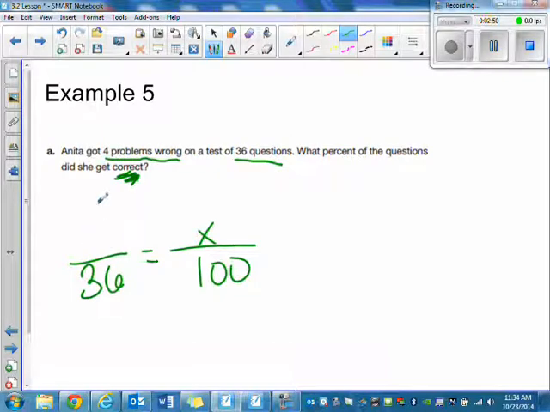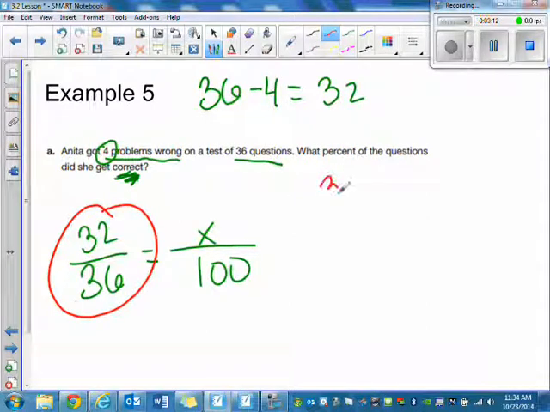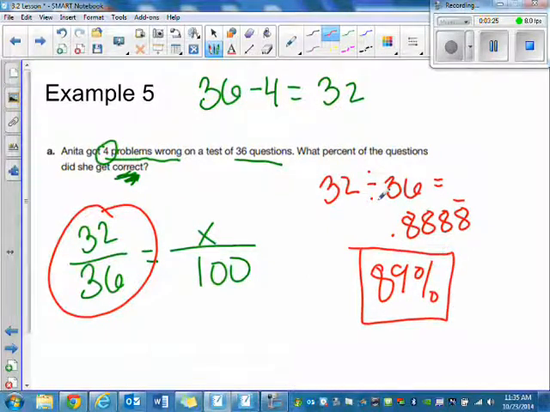So we do not want to put the number that she got wrong right here. We want to put the number that she got correct. So if there were 36 possible, then she got 32 correct. Then we would solve this. You can cross multiply 32 times 100 divided by 36, or just like you do on your homework all the time, you know how to find a grade, how to find a percent. 32 divided by 36, you get 0.88888888 repeating. So she got 89% correct.